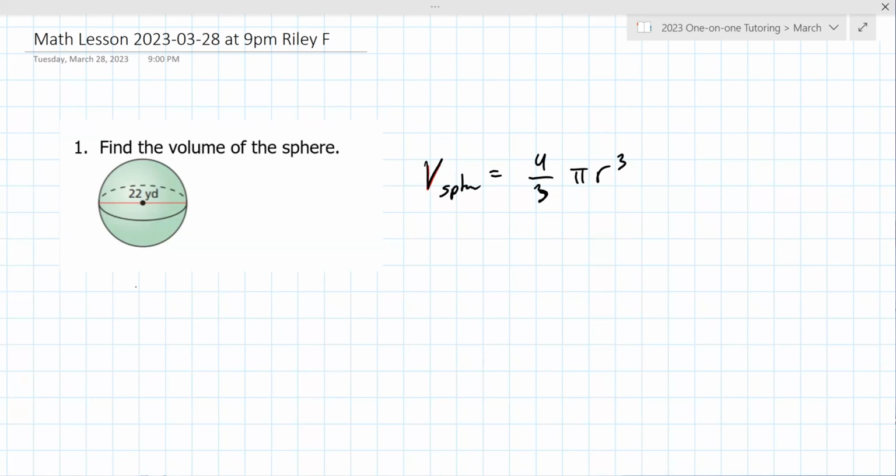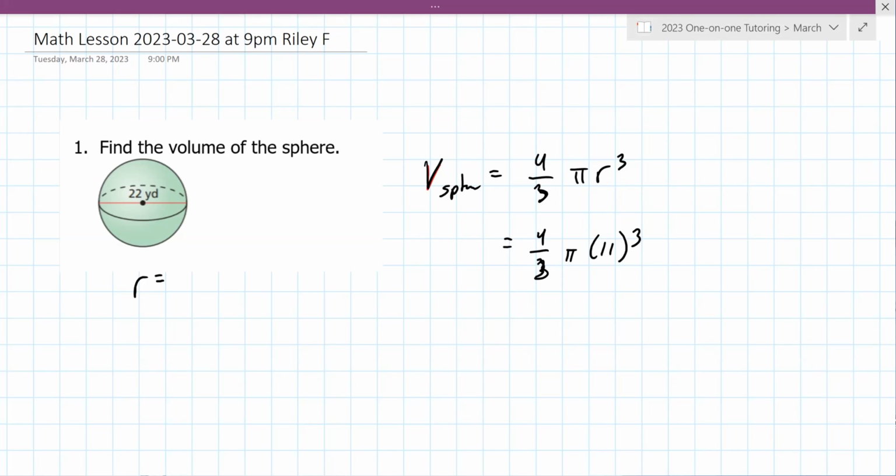Okay, so what is your radius in this problem? It's not 22, it's 11. So we have 4/3 pi, 11 to the power of 3. I'm not sure what you're supposed to round to because it doesn't say. Any idea on that? Probably just the hundredths place. All right, so let's do that.